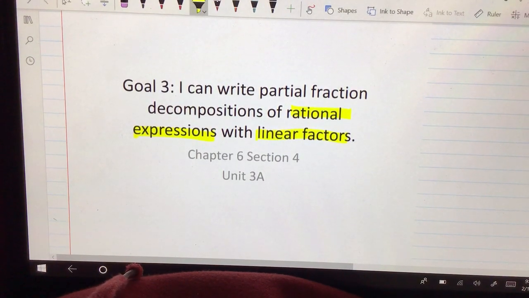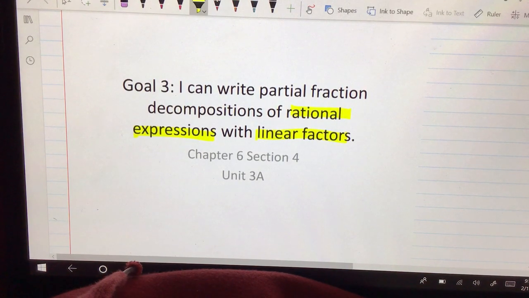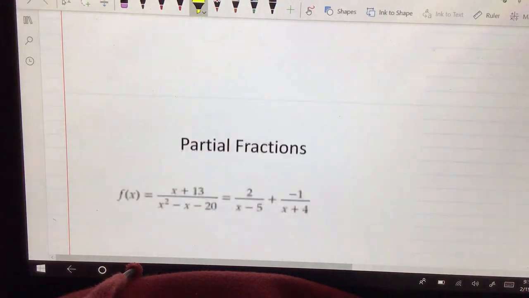So if you want to follow along in our book, it's chapter 6, section 4, and we're in unit 3A.